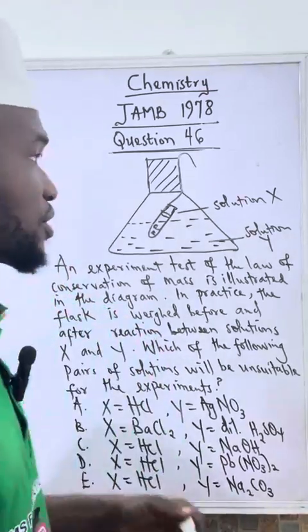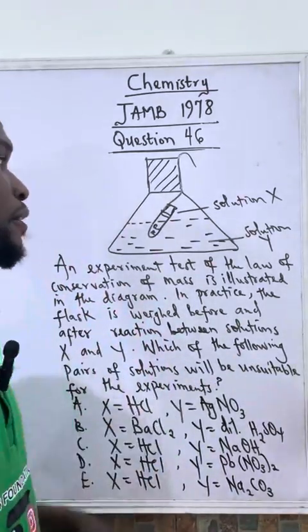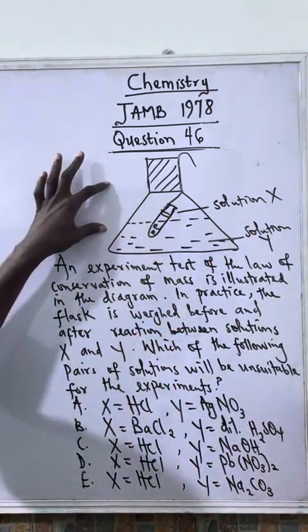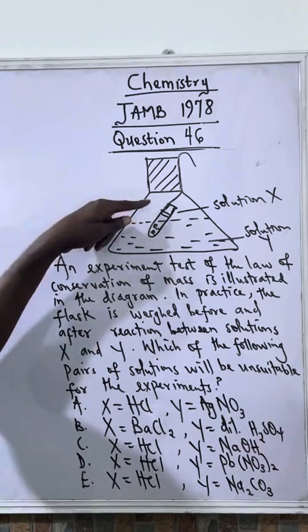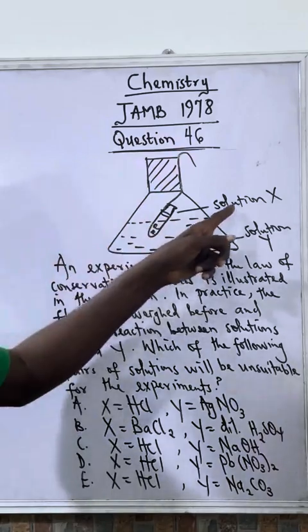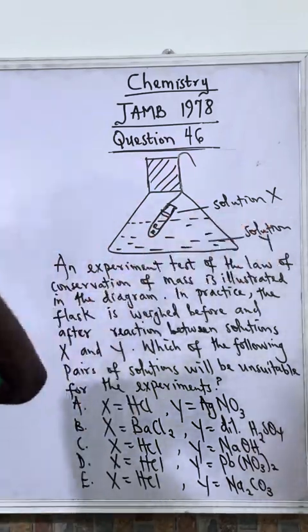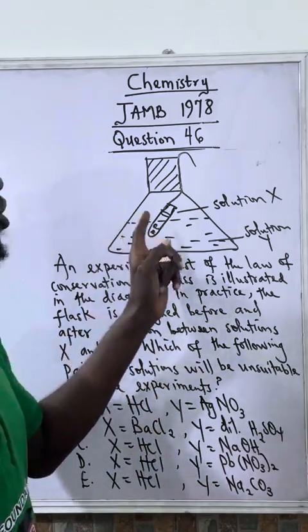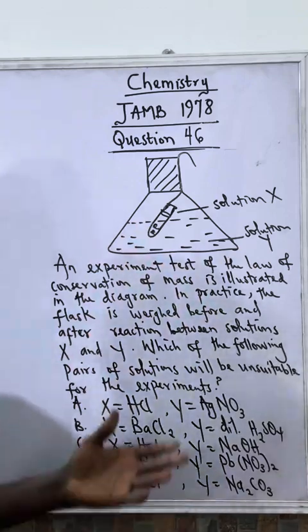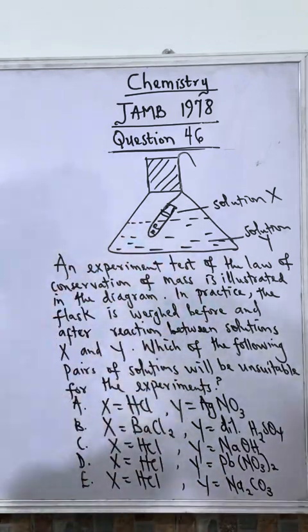All right, let's consider this chemistry question. If you look at this diagram, we have a flask, which is a conical flask, and inside it we have a test tube that is suspended by means of a string containing solution X, and then the conical flask itself originally contains a solution Y. So let's read what the question is underneath the diagram.